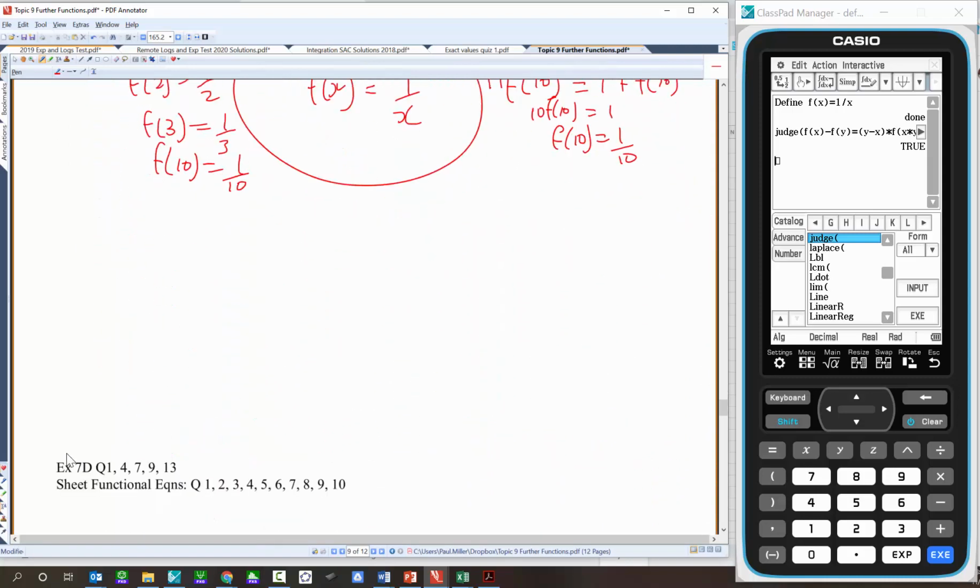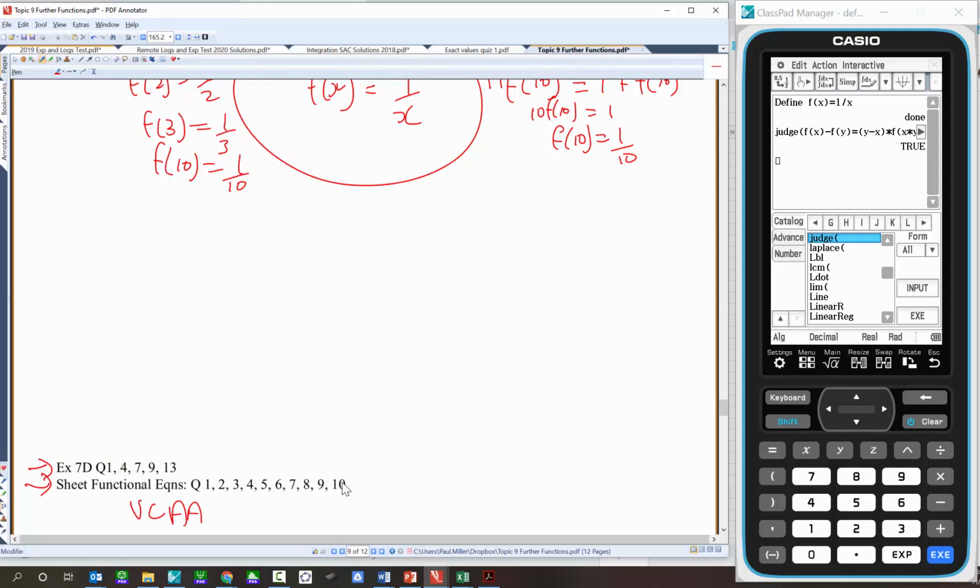All right, so you're going to do exercise 7D and a sheet with functional equations. There's also going to be a VCAR worksheet. I think that might be one and the same, but I can't remember. I haven't taught this for a year, so haven't thought about it since then. But yeah, there will be a VCAR worksheet on top of that.